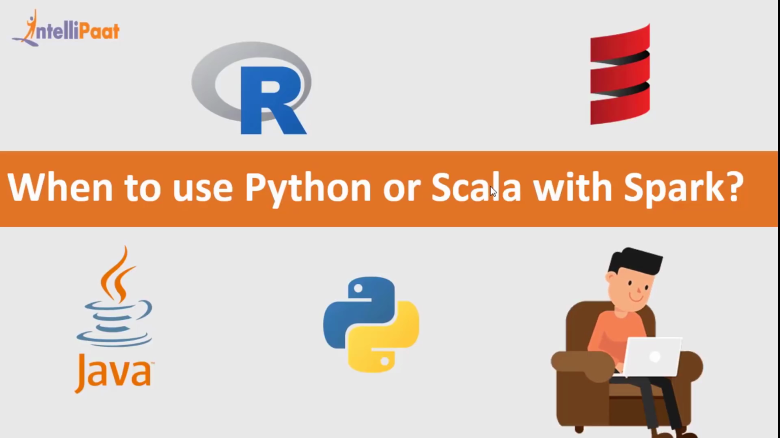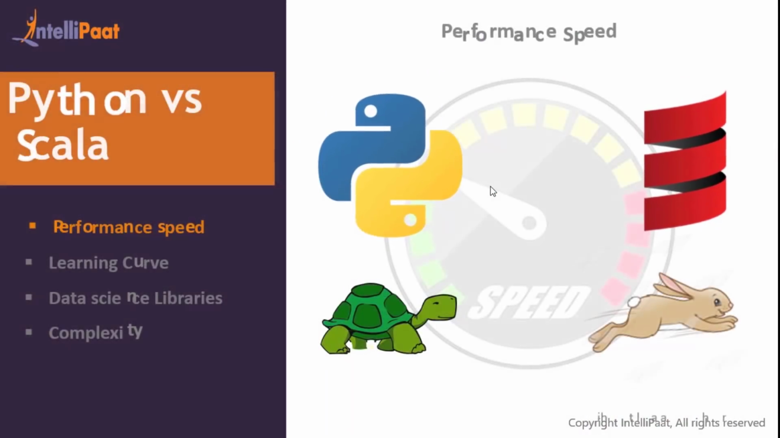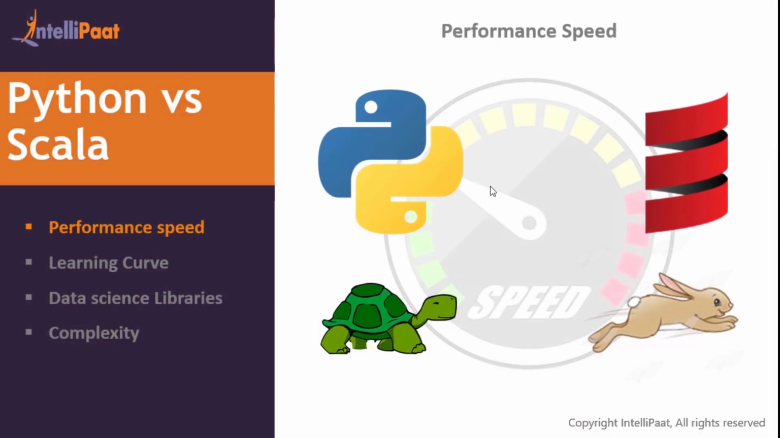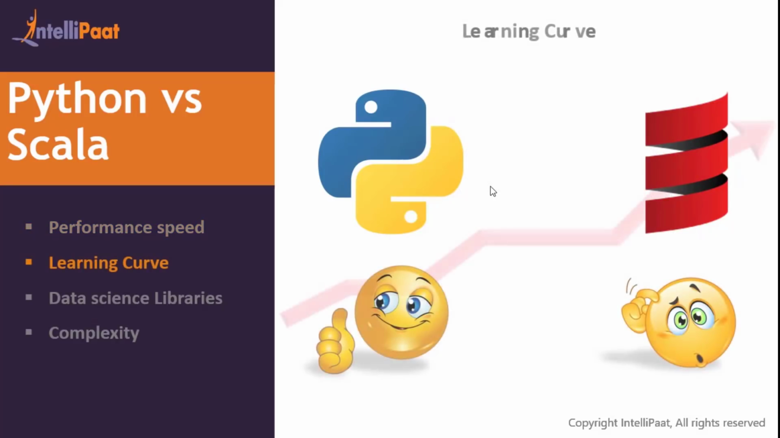So let me compare Python and Scala with Spark on some parameters. This will make things clear for you to decide. Our first parameter is performance speed. Python is comparatively slower than Scala when used with Spark, but programmers can do much more with Python than Scala because of the easy interface it provides. On the other hand, Spark is written in Scala, so it integrates very well with Scala, making it faster than Python.